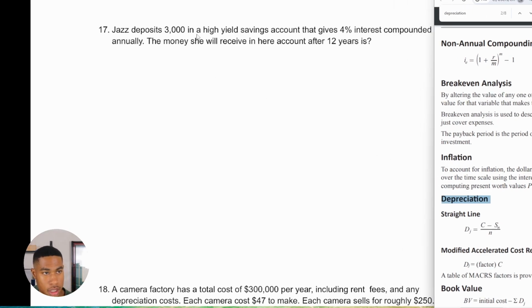Okay. Jazz deposits $3,000 in a high yield savings that gives 4% interest compounded annually. The money she will receive in the account after 12 years. So how do we get this?